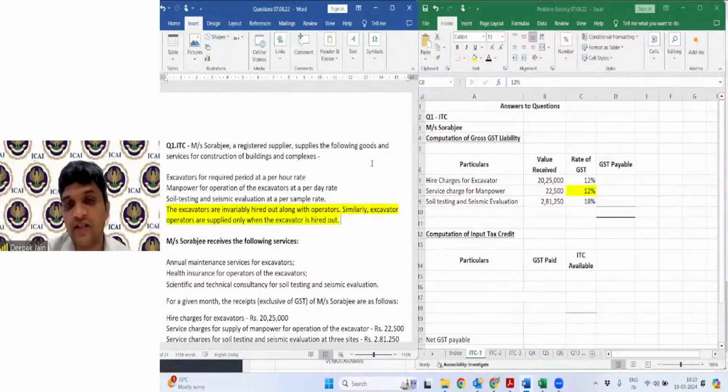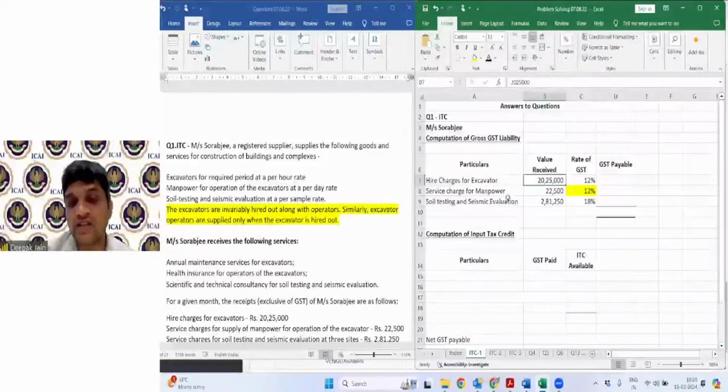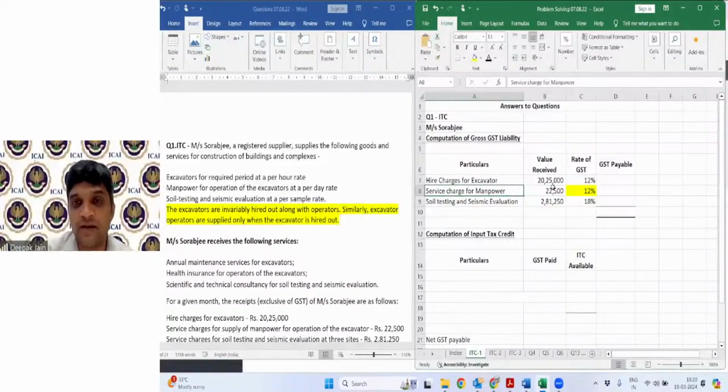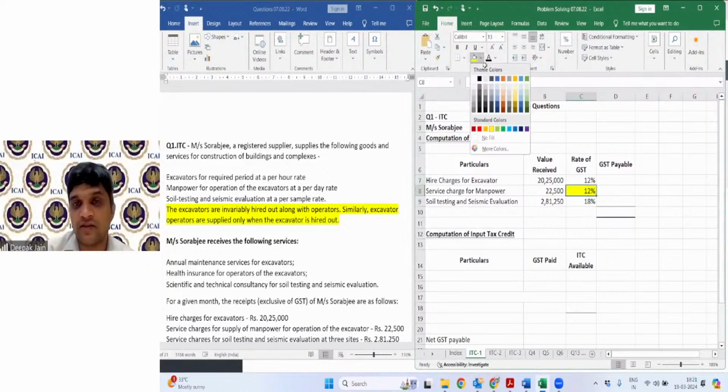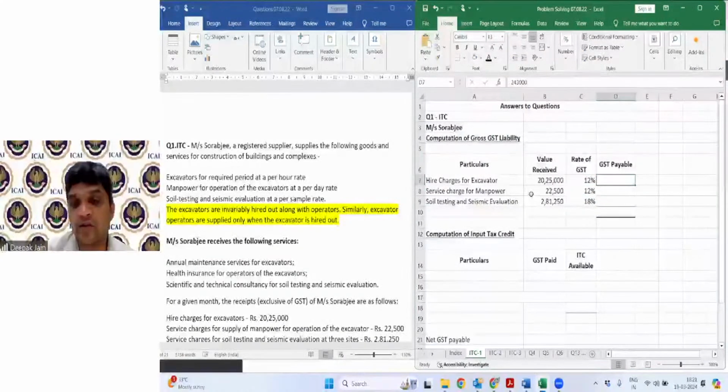The main activity is hiring of excavators. When you give excavators for hire, you will provide manpower. And what is the rate for the excavator? You will apply it to the service charge as well. That's the reason you will consider 12% as the rate for service charge for manpower. Clear now? So accordingly, what is the GST payable in this case then?